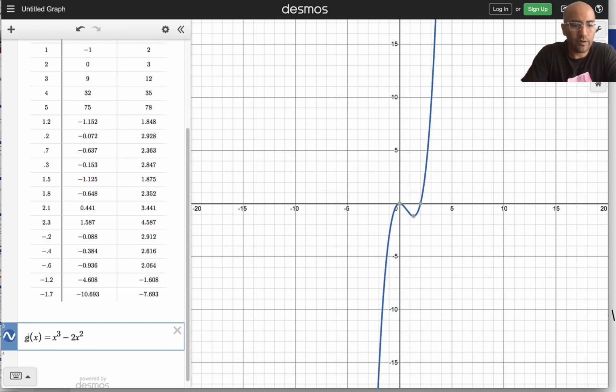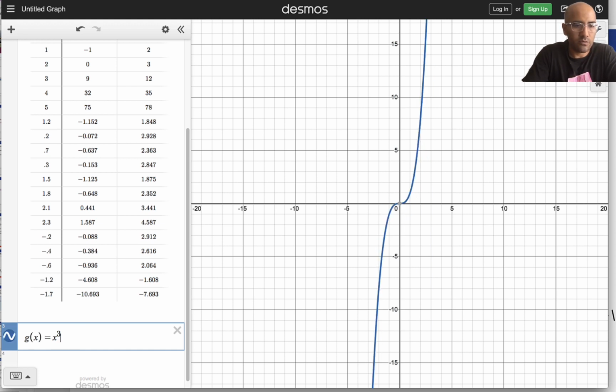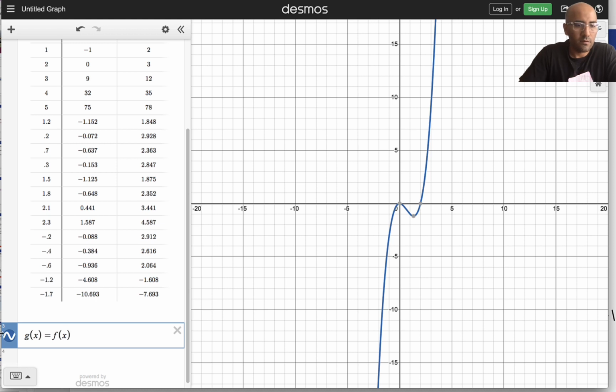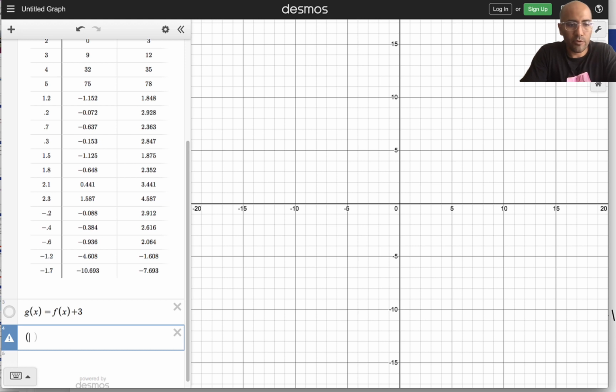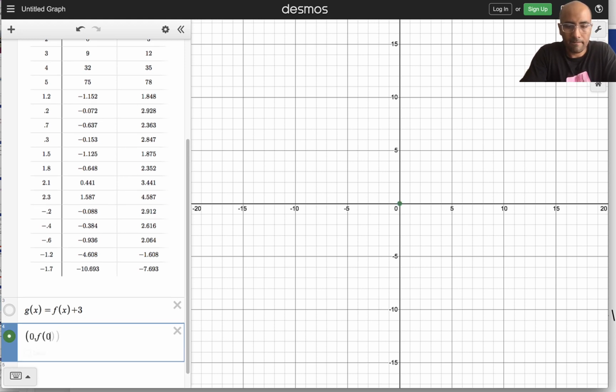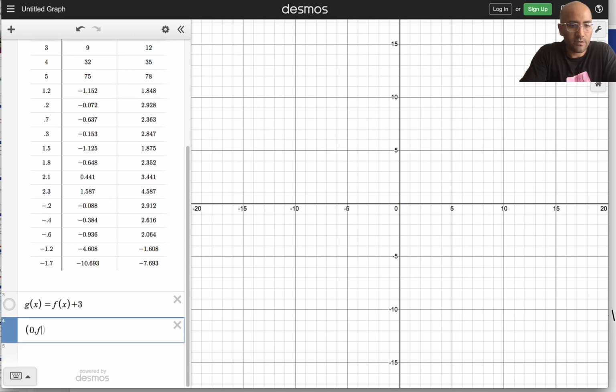So let's come up with a new function, g of x, which is equal to f of x plus 3. Okay, so now let's start putting in some points. 0, comma, f of 0. Okay, that's good.